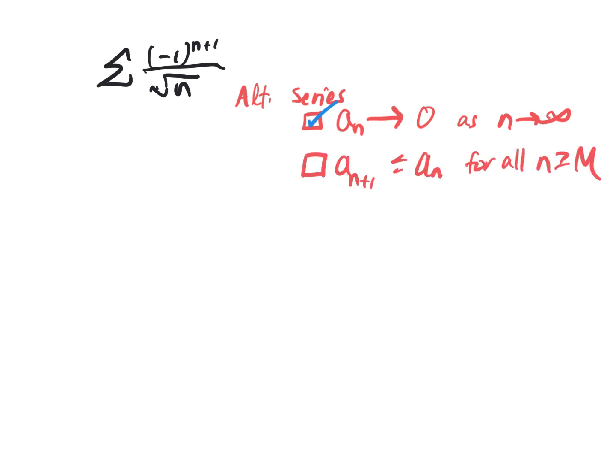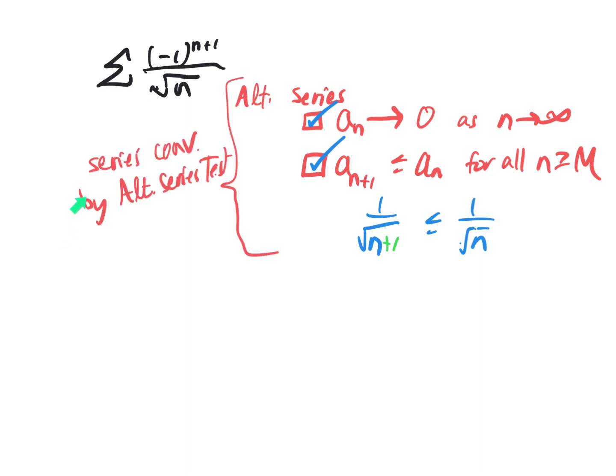Second check. Eventually, will all of our terms be smaller than the terms in front of them? Clearly, this is true always for all n greater than or equal to 1, because this denominator is always bigger than that denominator. We don't have to show that. It's so obvious. All right, so we know at this point that this series definitely converges, and we communicate that by the alternating series test, our series converges.